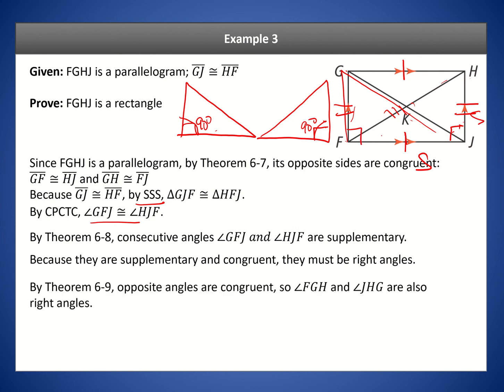Now by theorem 6.9, we know that opposite angles are congruent. So the opposite angle to angle F is angle H. So this has to be right. The opposite angle to J is G. So that has to be a right angle. And therefore, we establish that all these angles are right angles. And therefore, the parallelogram is a rectangle. And that is the end of the proof.